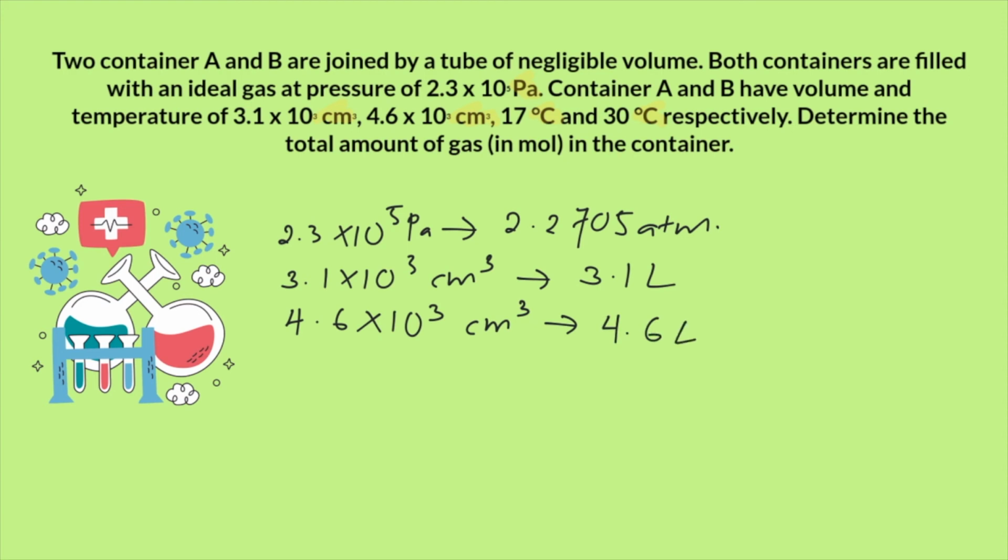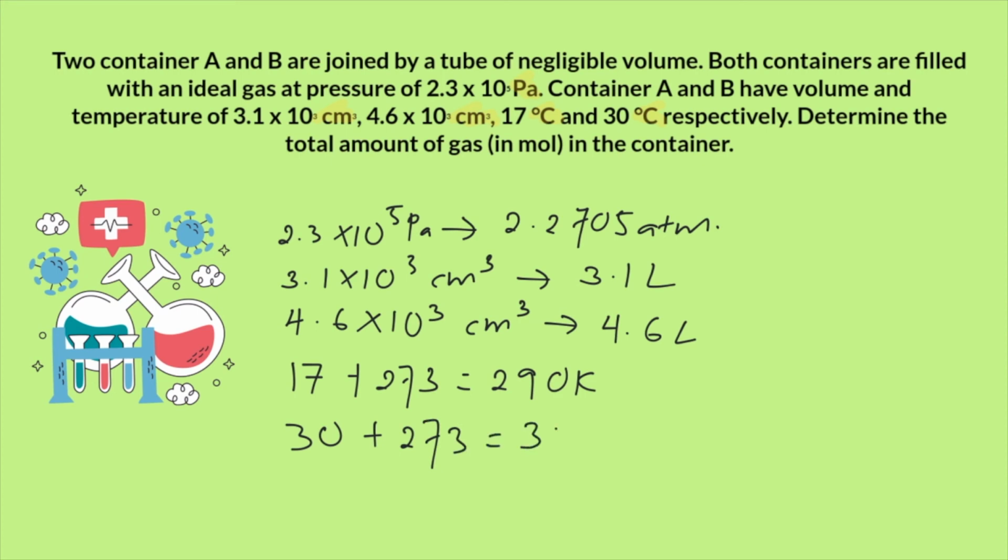So now we are left with the temperature. The first one is 17 degrees Celsius, so 17 plus 273 is equivalent to 290 Kelvin. The other one is 30 degrees Celsius plus 273, so you should get 303 Kelvin. So all of these are in the correct unit already. Then we can move forward to the calculation.